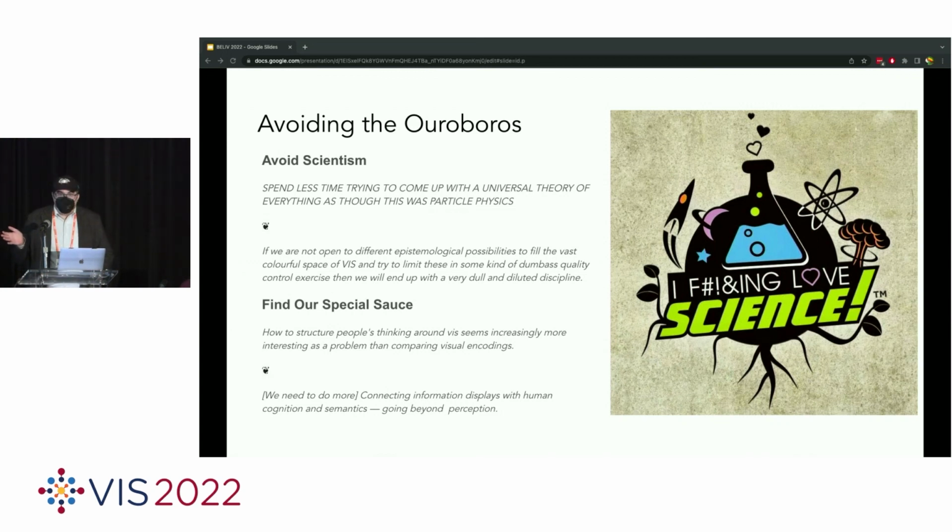The second form of escape, which I personally find particularly interesting, is to find out what our secret sauce is. What's the special thing that makes visualization unique and not just applied computer graphics or applied perceptual psychology? My respondents seem to be pointing at something interesting around how we design and build visualizations, not just in terms of the visual variables that make them up, but how we use them to think and persuade in societies and organizations rather than individuals. So that's another thing to dig into. That's not just building a thing or running a study.